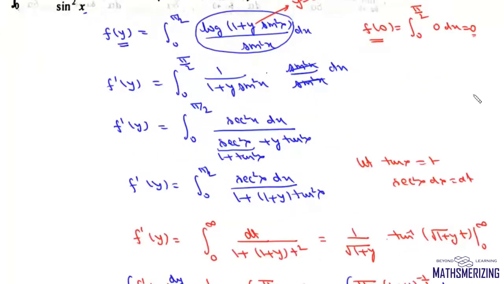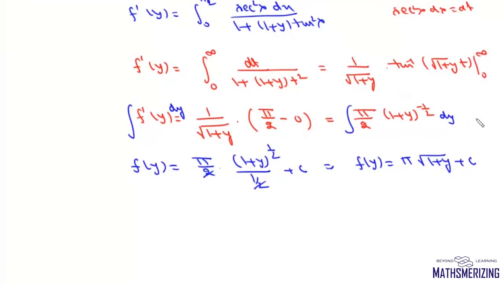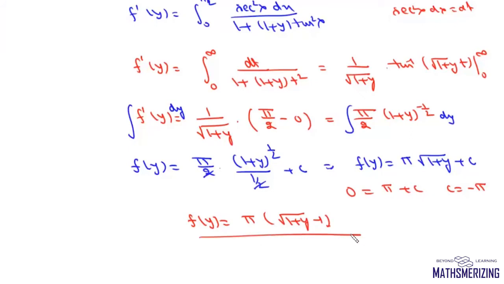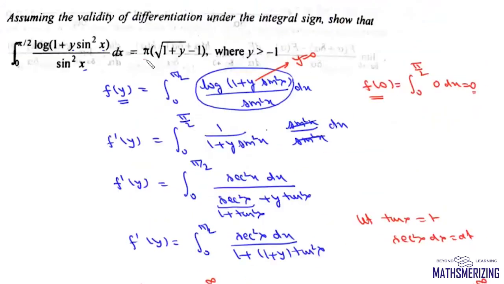So we'll use this condition to find the integration constant. We'll put y as 0, we'll get f(y) as 0, and it will be pi plus c. So the value of c is minus pi. So from here we can say the value of this integral will be pi into under root of 1 plus y, minus 1, and this is what we need to prove in the question. The value of this integral is pi under root 1 plus y minus 1.